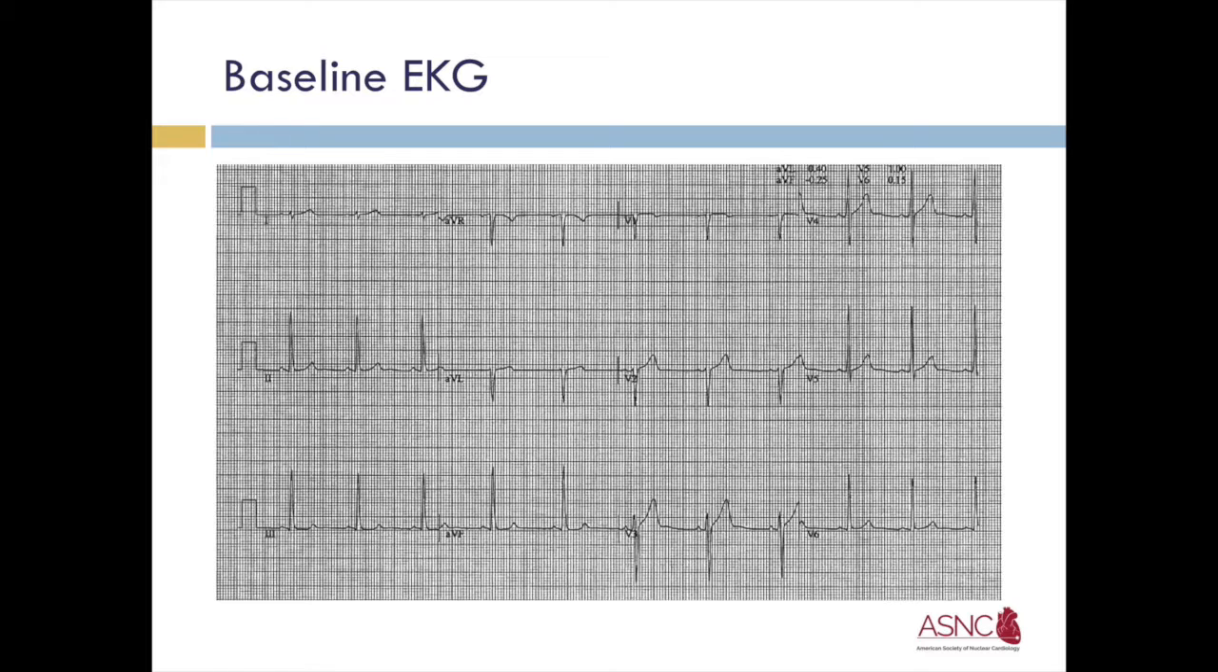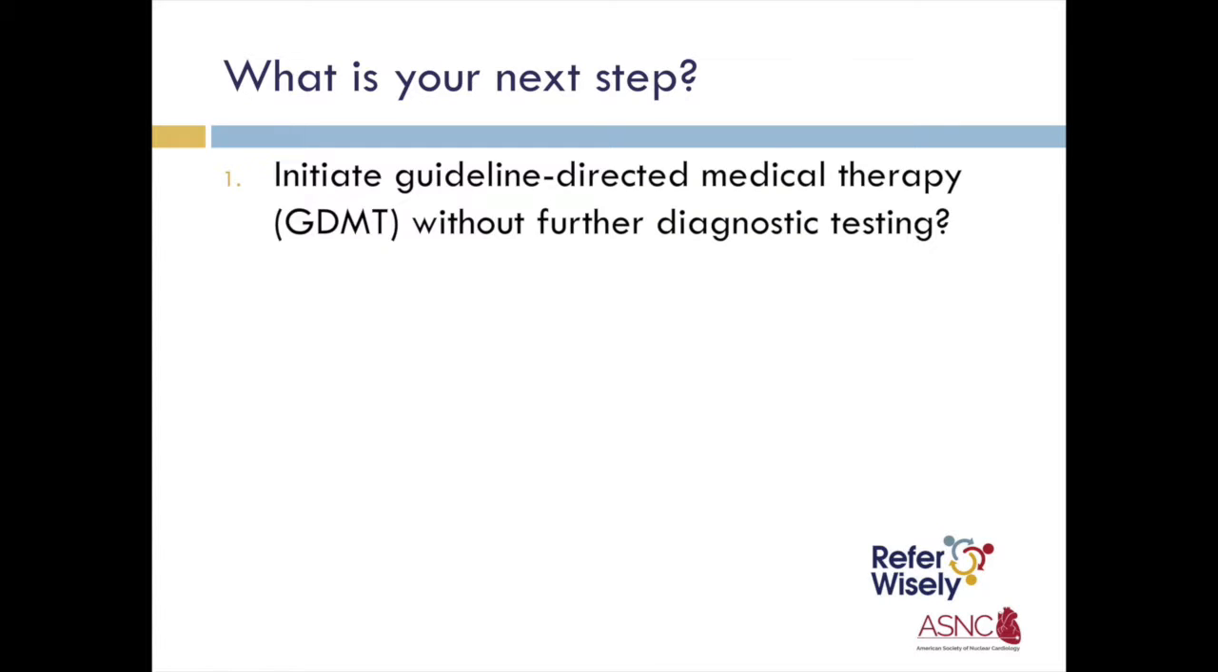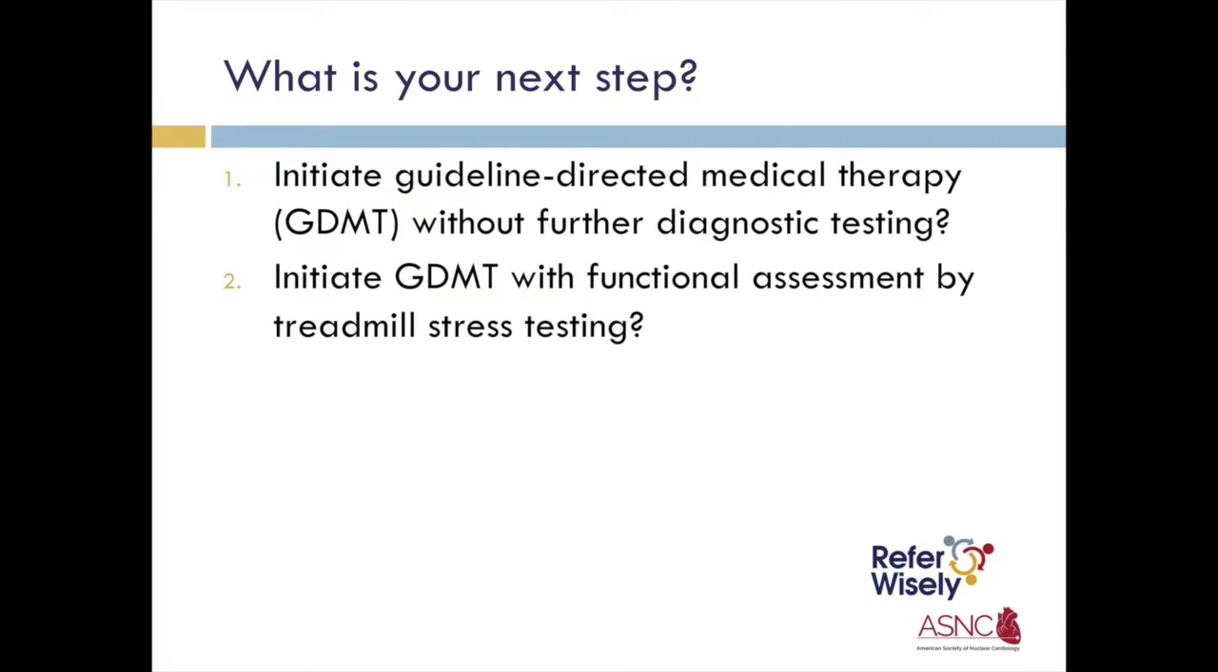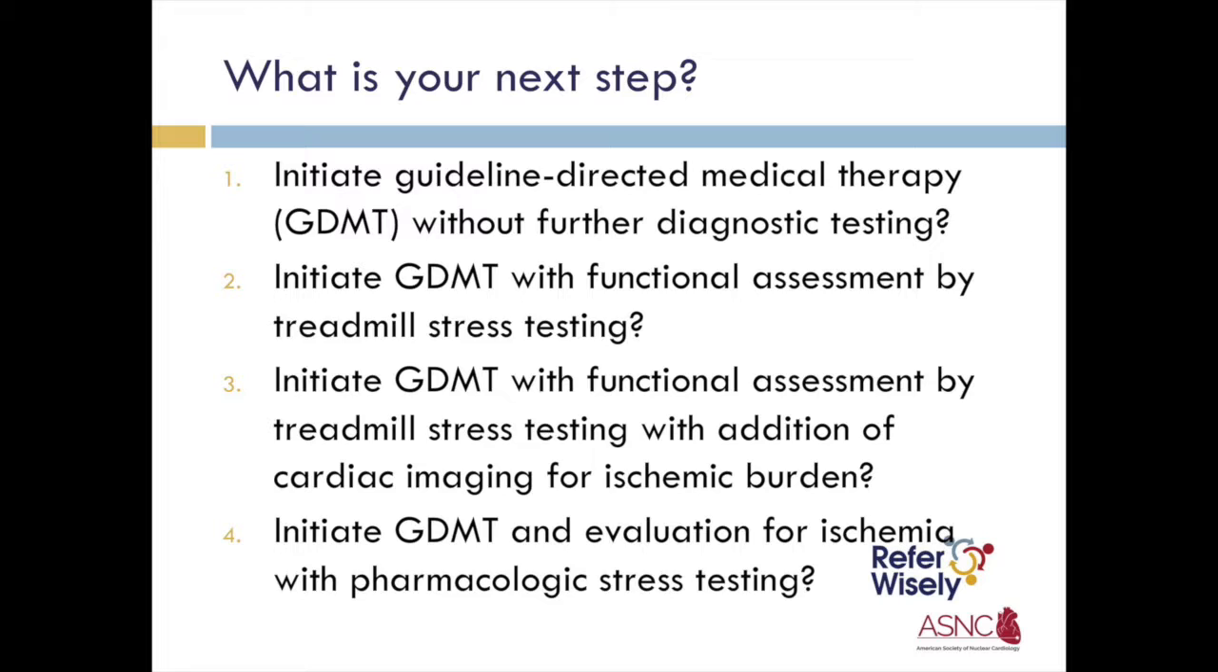So the question at this time is, if you see this patient in your office, what would be your next step? Option 1 is initiate guideline-directed medical therapy without further diagnostic testing. Option 2, initiate guideline-directed medical therapy with functional assessment by treadmill stress testing. Option 3 is initiate guideline-directed medical therapy with functional assessment by treadmill stress testing with the addition of cardiac imaging to determine ischemic burden. Or option 4 is initiate guideline-directed medical therapy and evaluation for ischemia with pharmacologic stress testing.